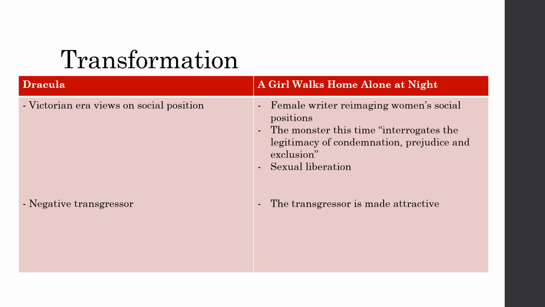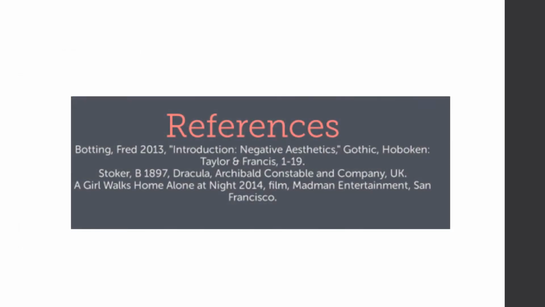In summary, Fred Botting's piece, Negative Aesthetics, provides four key elements for analysing Gothic horror, these being darkness, negativity, transformation, and criticism. Botting's writing was undeniably relevant to Bram Stoker's Dracula and Anna Lily Amirpour's A Girl Walks Home Alone at Night, as it allowed the texts to be deconstructed against three of the elements. These elements are undeniably evident in each of the texts and as such make Botting's work relevant.